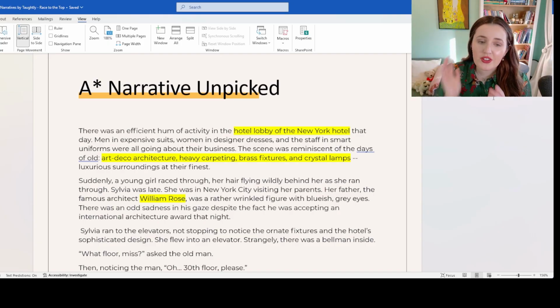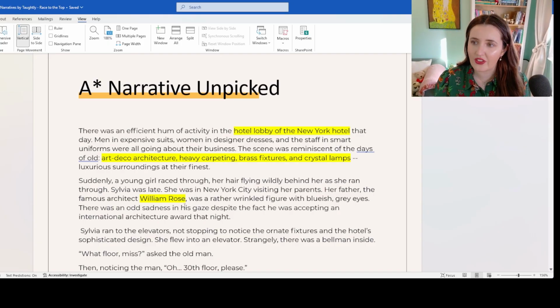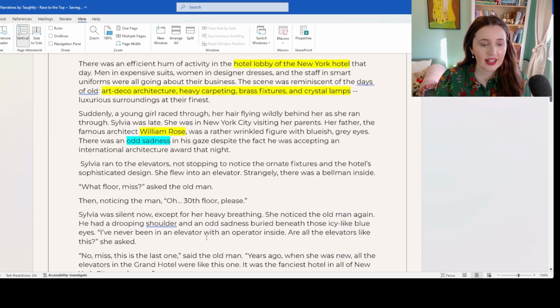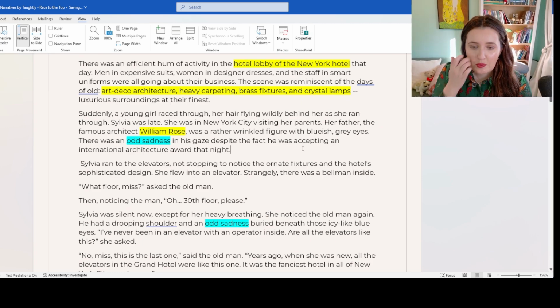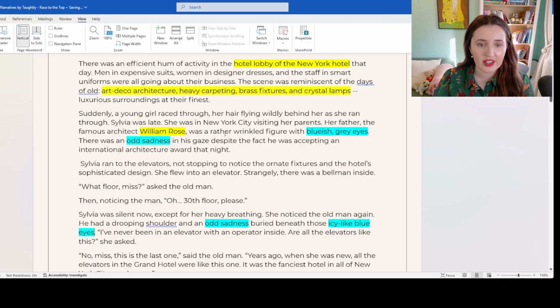So, clues that the brothers are related. Firstly, obviously, we've got their names and the fact that Rose sounds so much like Rosenberg. But we do know that the father is described as having an odd sadness in his gaze. And actually, the brother is described in the exact same way with the exact same wording. So that's the most obvious clue. But we've also got the colour of their eyes. The father has got bluish grey eyes, and the elevator man has got icy-like blue eyes, so they're described physically as being really similar to each other.